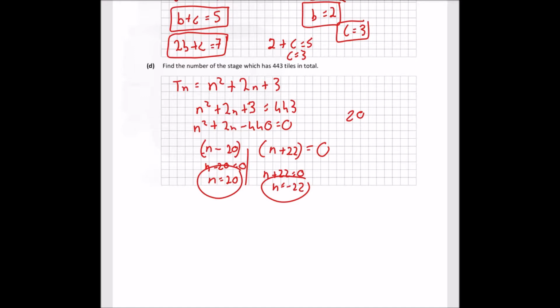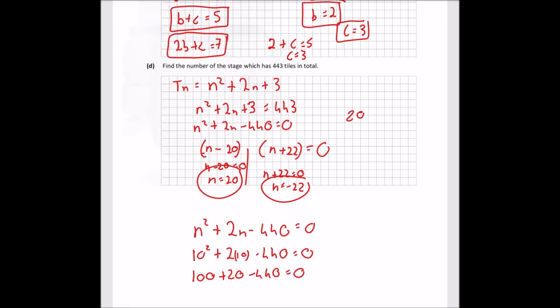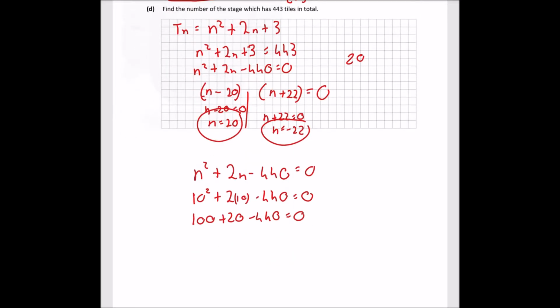Right? The trial and error version will be just like this: n squared plus 2n minus 440, and start throwing in numbers. So if I threw in 10 here, that would be 100 plus 20 minus 440 equals 0, and that would be 120 minus 440, which is minus 320, not 0. So 10 is not big enough, so we choose a bigger number.